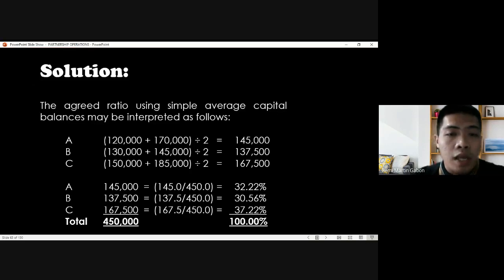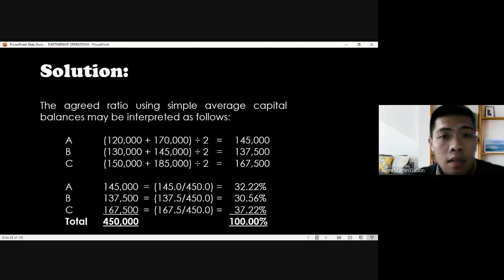Then make use of the initials. We can extend with the next amount for the fractions that we're going to use. So 145.0 over 450.0 for A, or 32.22%. Then 137.5 over 450.0 for B, or 30.56%. Then 167.5 over 450 for C, or 37.22%, a total of 100%.